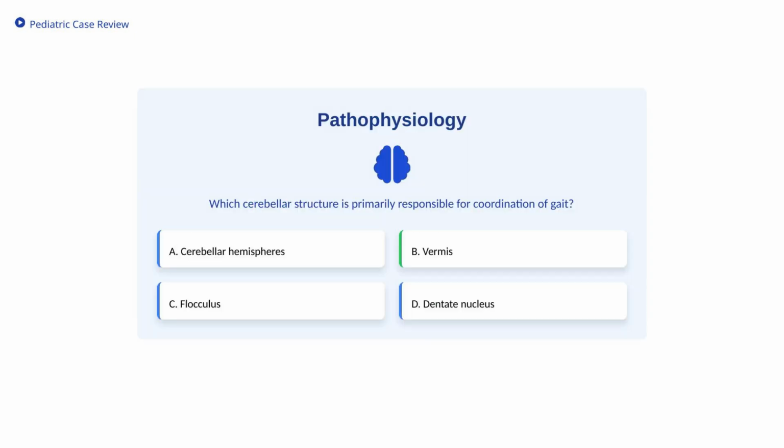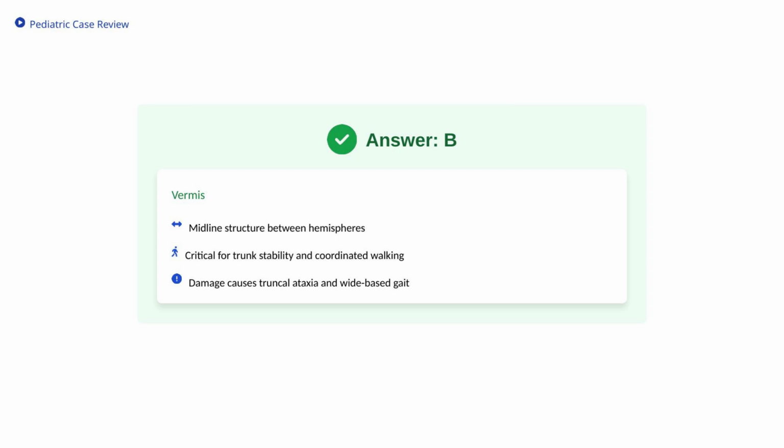Let's move to the underlying pathophysiology. Which cerebellar structure is primarily responsible for coordination of gait in children? Is it A. Cerebellar hemispheres, B. Vermis, C. Flocculus, or D. Dentate nucleus? The correct answer is B.